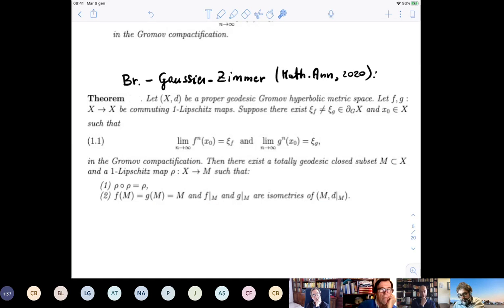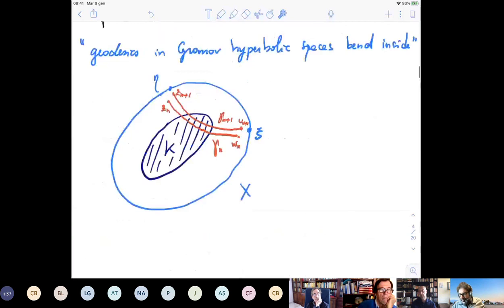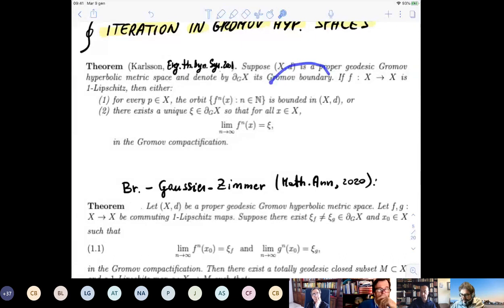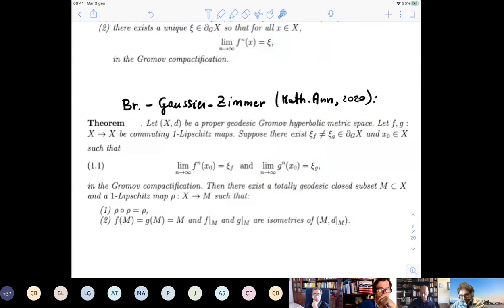Okay, this looks like a technical result, but that's what we know on, let's say, dynamics and commuting mappings in Gromov hyperbolic space. And this result, I will tell maybe a little bit later, is used not just for commuting mappings, but also to prove results on the Gromov boundary of spaces.